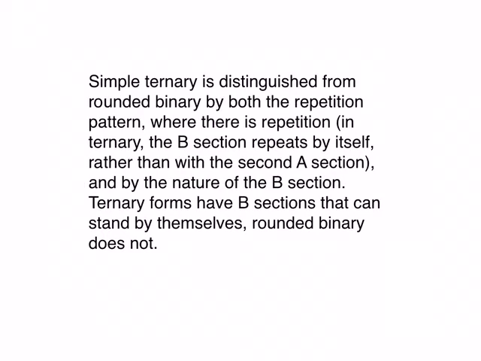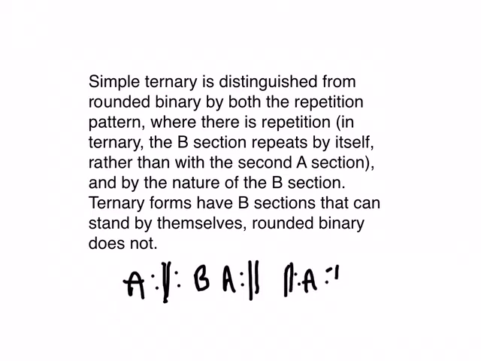A simple ternary form is distinguished from a rounded binary by both the repetition pattern, where there is repetition, and by the nature of the B section. Where there is repetition, if it's a rounded binary, then we may sometimes get that kind of scheme. If it's a ternary form where there's repetition, then each section gets repeated like that.